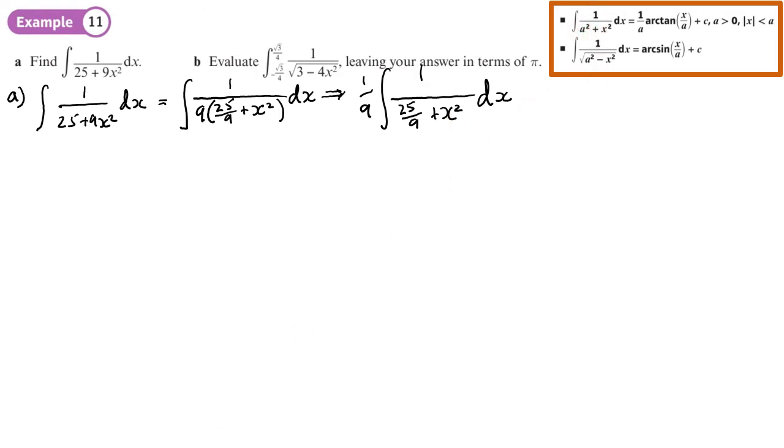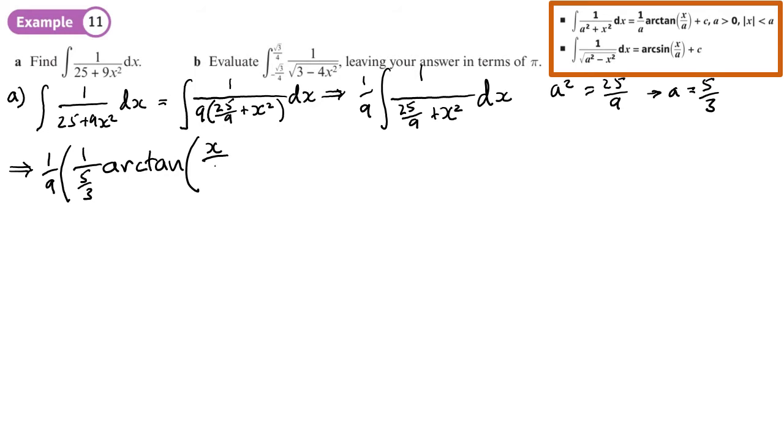So x squared, or a squared, from that result is 25 over 9, which means that a is 5/3. Now I can just use that straight in the result. So I've got 1/9, which is my factor, and here it's 1/a, so it's 1 over 5/3, arctan x/a, plus c. So all we do now is tidy that up.